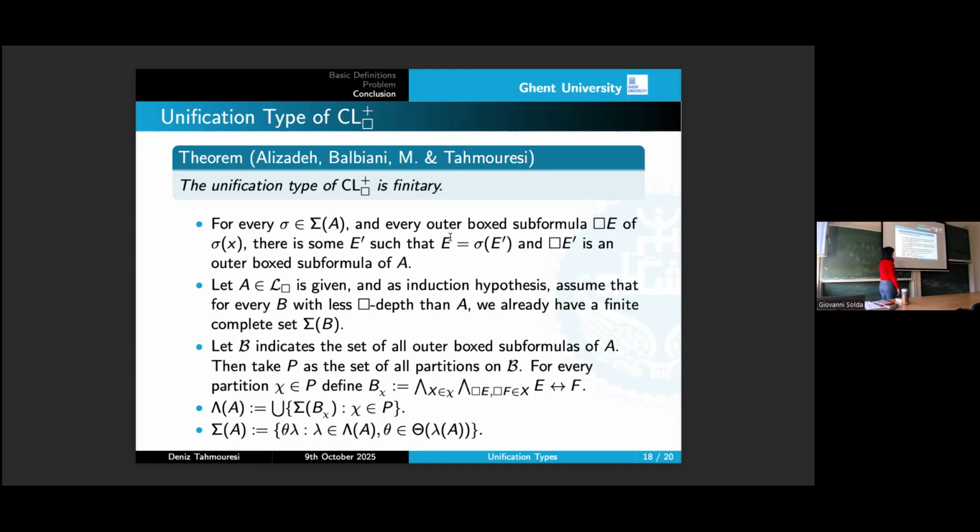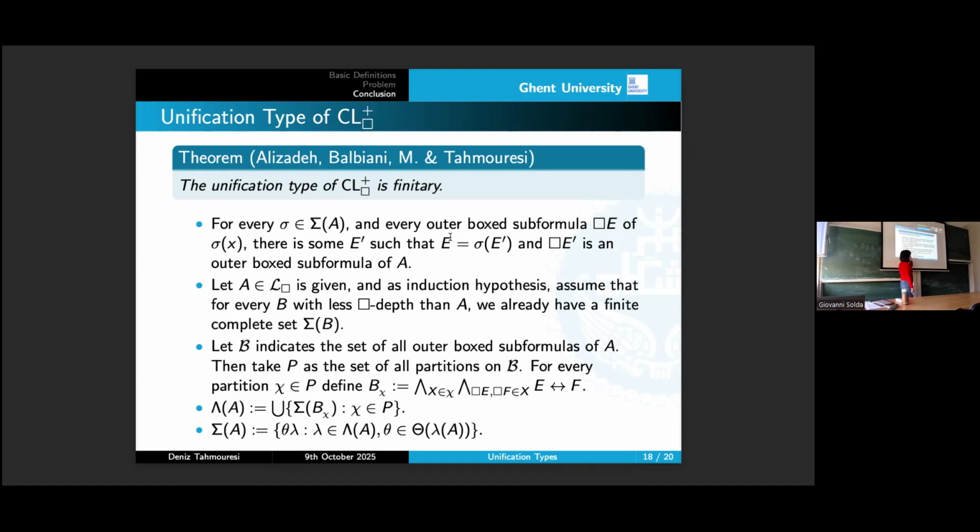And then for A, we create the set of all outer box subformulas that appear in A. Then we partition this set and call it P, the partition of all the things that we have in B. For each partition, we are going to make the members of each set of that partition equivalent. That's something we had in mind.